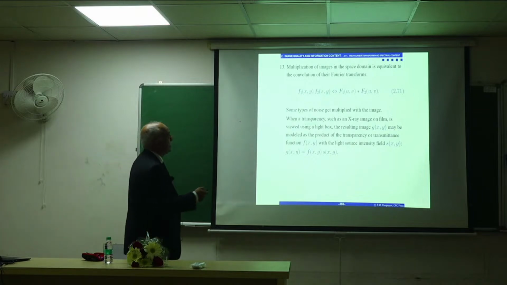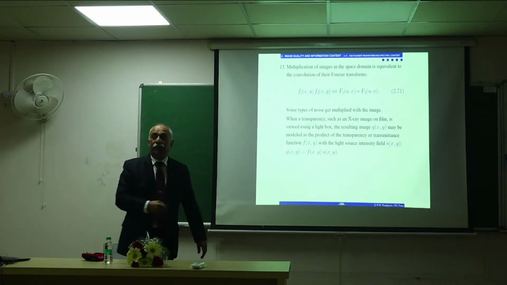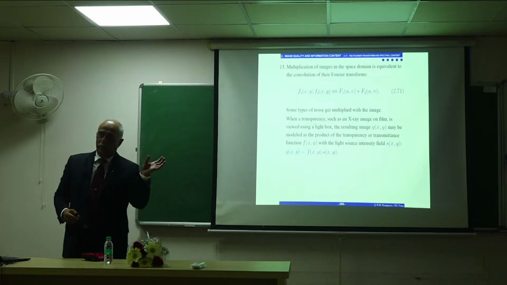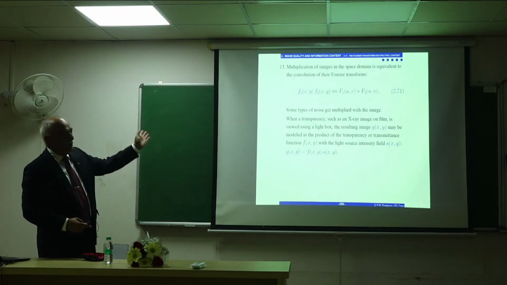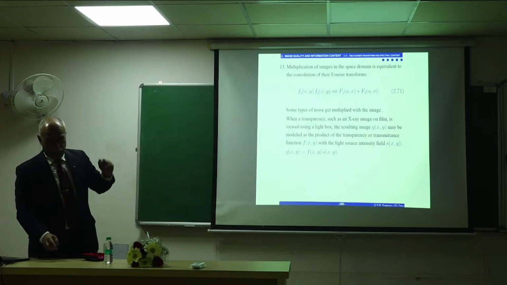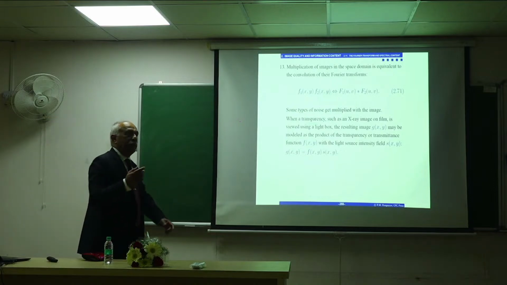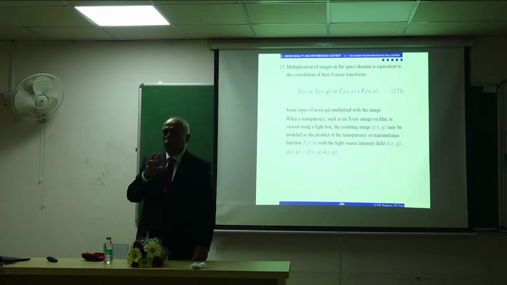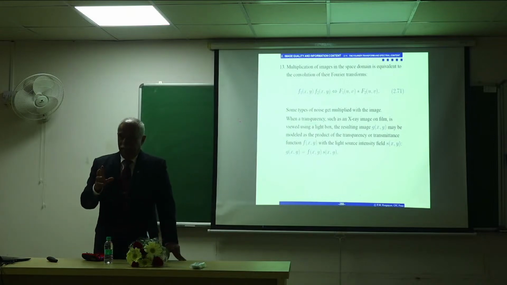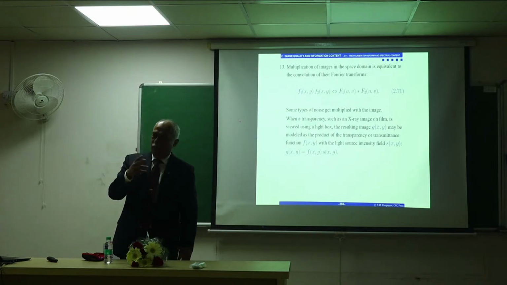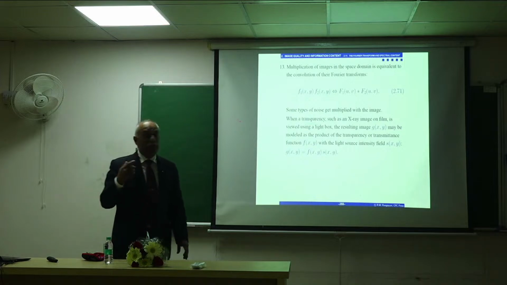Multiplication of images leads to convolution of their Fourier spectra. Convolution leads to multiplication. Multiplication leads to convolution in the other domain. In time domain signals, it is not common to encounter multiplication. You encounter addition of signals and convolution. But in images, it is possible.